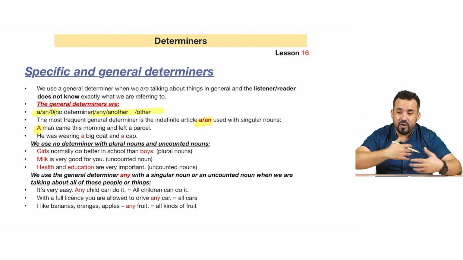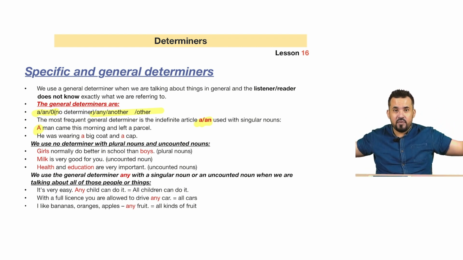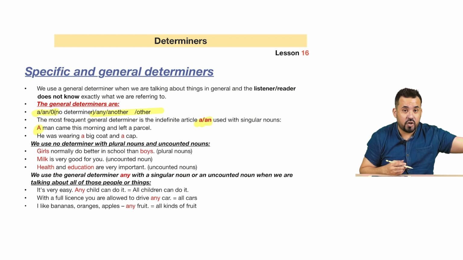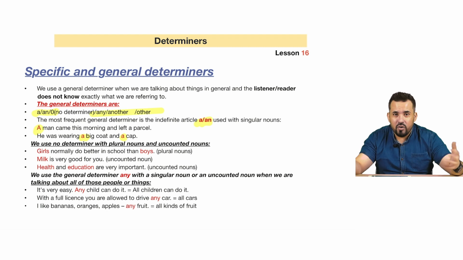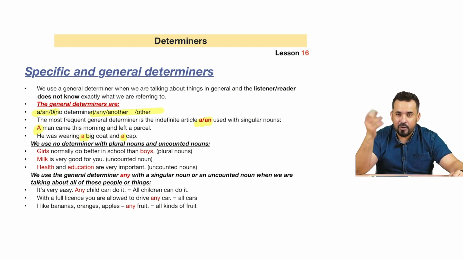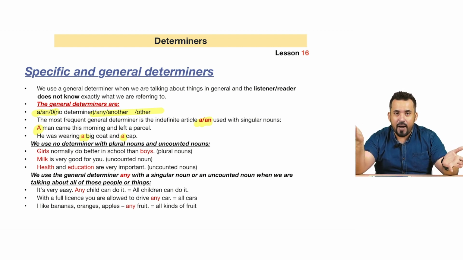General determiner, because a man, some man, any man, not a specific man, not Tony the mailman, but any man. He was wearing a big coat and a cap. Which coat? I don't know. It's just a coat, any coat, general. Which cap? Any cap. Blue cap, red cap, doesn't matter. So he was wearing a coat and a cap.